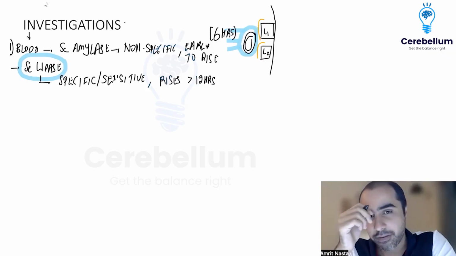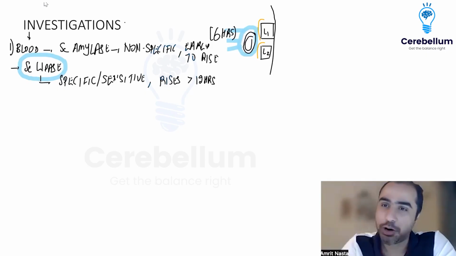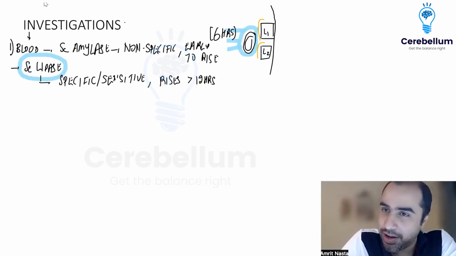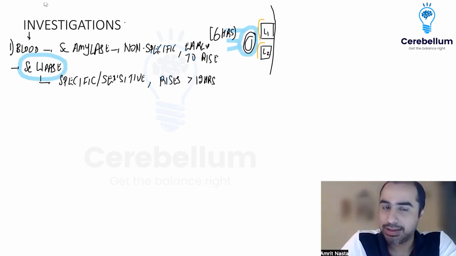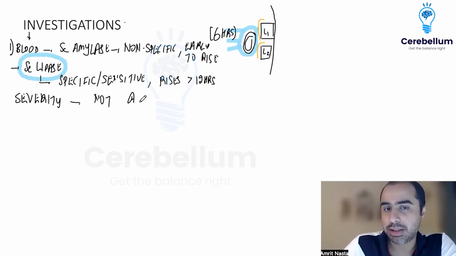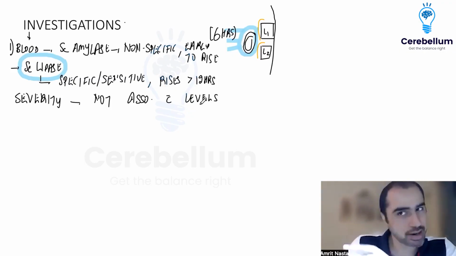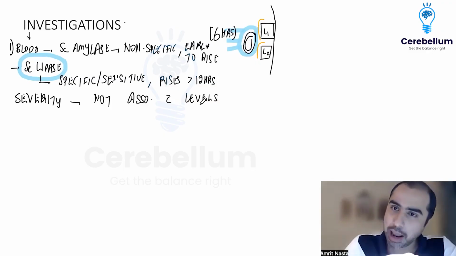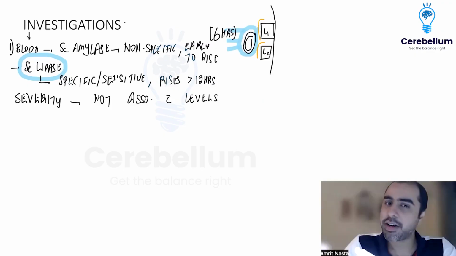With a lipase of 500 or 5000? Or does it not matter? Okay, let's be very clear. The severity does not depend on the levels. Severity is not associated with the levels. What I'm trying to say is there is no guarantee that someone with a higher lipase or higher amylase has a more severe pancreatitis. It's not like that. Normal lipase can also be severe pancreatitis. It's possible. So they don't reflect the severity of the disease.